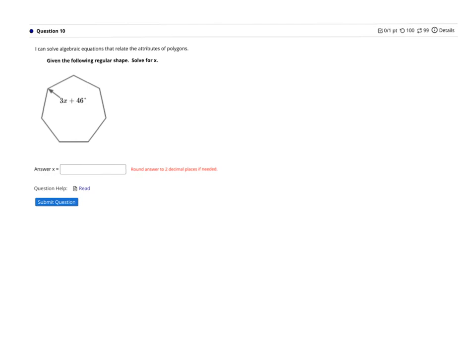Here we're going to take a look at the Chapter 8 review, number 10. If I want to find x, the first thing I have to do is figure out the measure of one interior angle of a regular heptagon. If I count the number of sides here, this has 7 sides: 1, 2, 3, 4, 5, 6, 7.